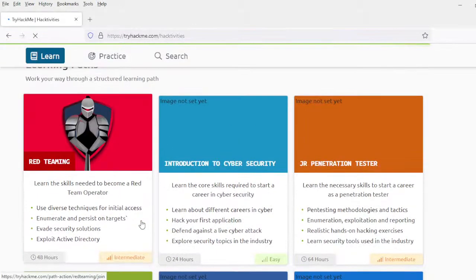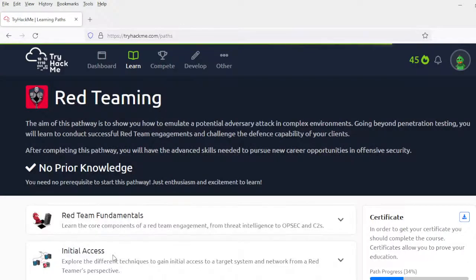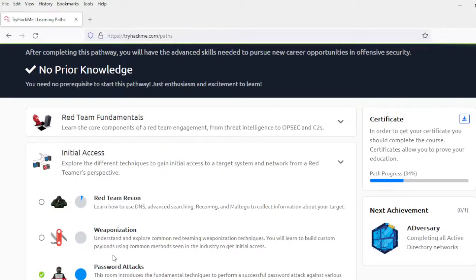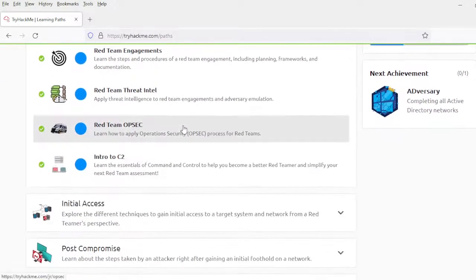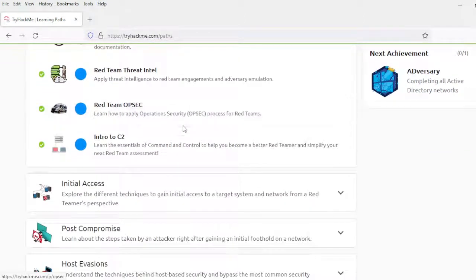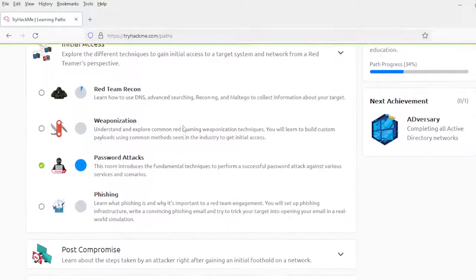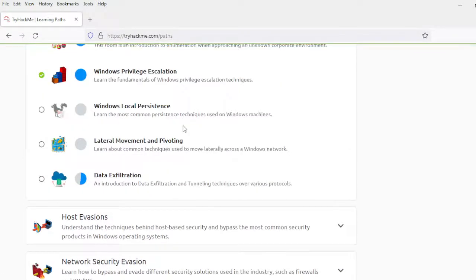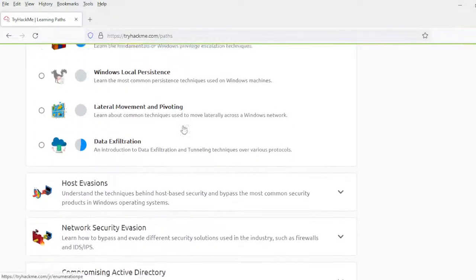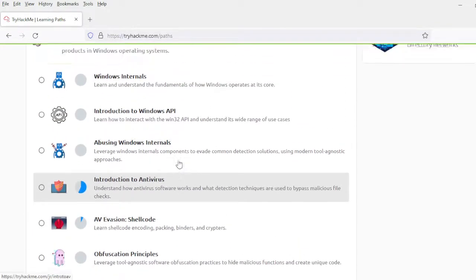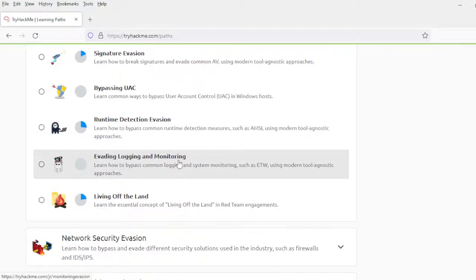So here it is. It's tagged as intermediate. So not really easy, but not difficult either. So you have the fundamentals. I already completed all of them. Then the initial access. And then post compromise. I've done some of them. Post evasions, I started some of them, but no.